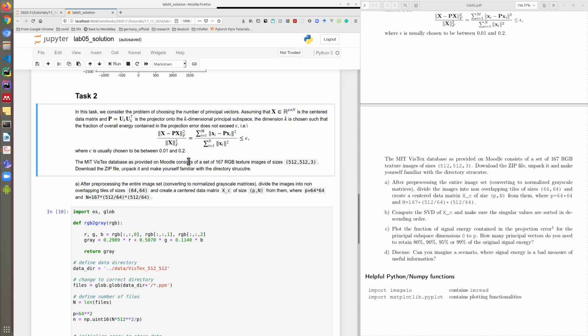So what we want to do here is, we have 167 images, and every image is 512 by 512 by 3. That means the width and height are 512 by 512, and it is three dimensional, that is an RGB image. So now we don't have grayscale images, but RGB images. We want to download it, unpack it and familiarize ourselves with the directory structure.